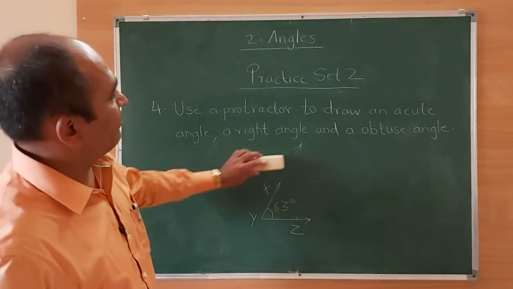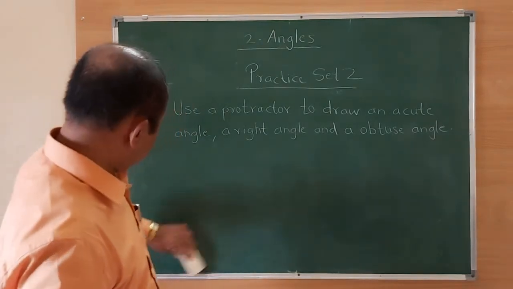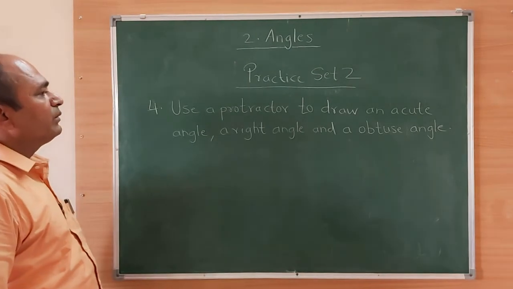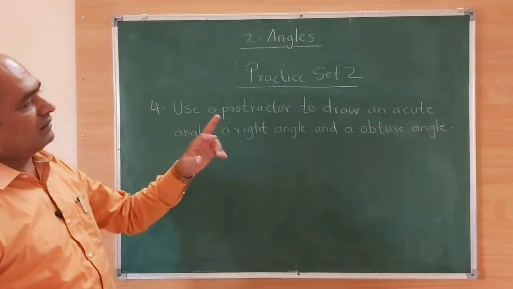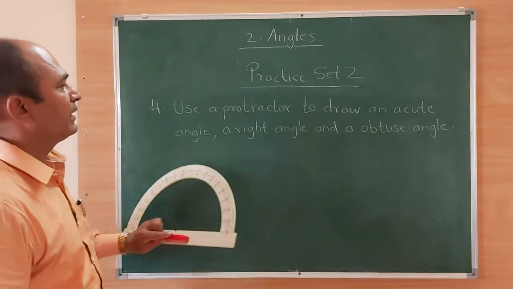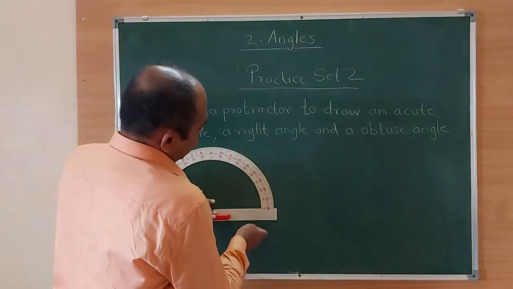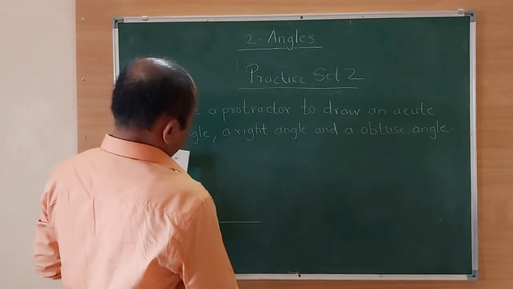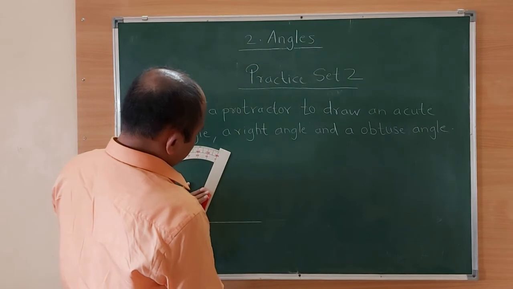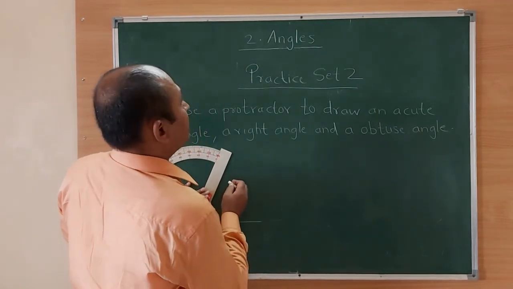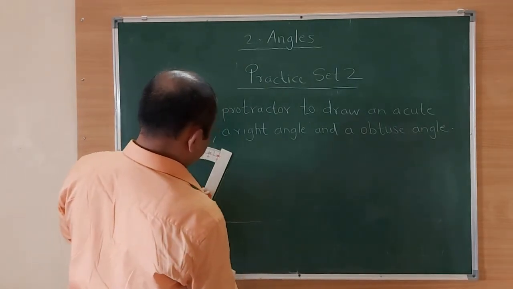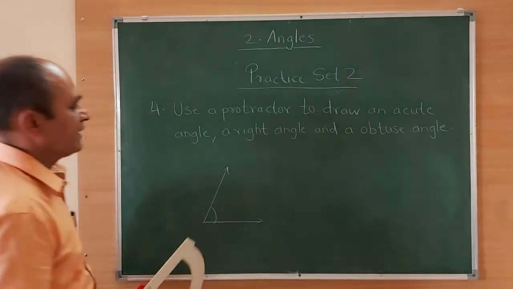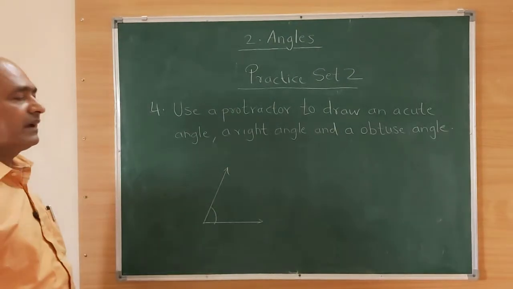Now here children, let's come on to this question. Use a protractor to draw an acute angle, a right angle and an obtuse angle. Now the acute angle, you know, is the angle which measures more than 0 but less than 90 degrees. So this is an acute angle.